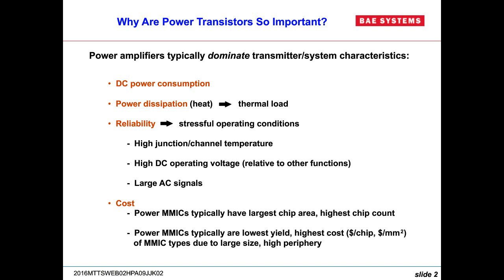The ramifications are high junction and channel temperatures, high DC operating voltages, and large AC signals, all of which are stressing, and cost. Power amplifiers have large chip area, highest chip count. They are low yield, technology intensive processes, highest cost per chip, as well as per area of chip, and they're the largest of MMIC types and have very high periphery, all which have negative impacts on yields.